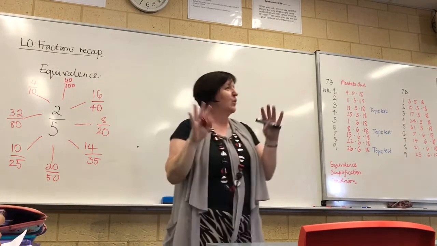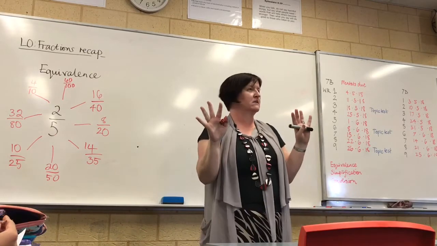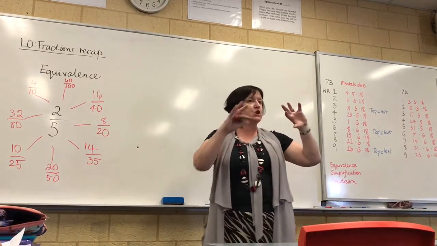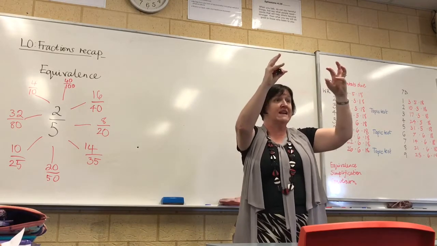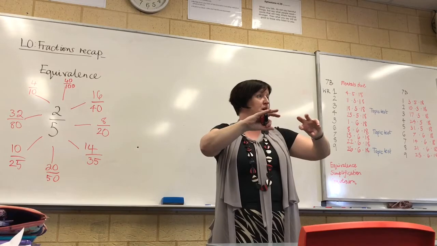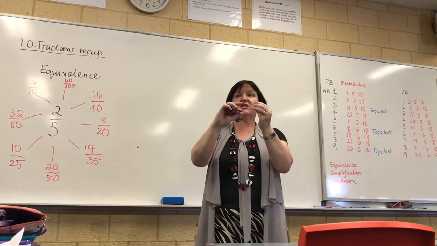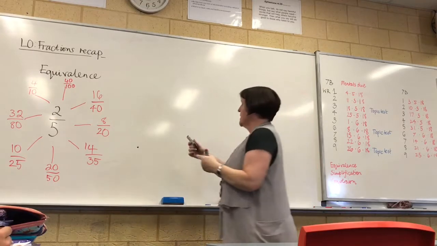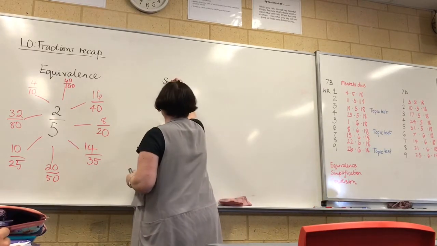So equivalence. We're all pretty good with that. Are we all okay? So it's pretty easy. What you've just got to remember to do is look at either the numerators that you've got in common or the denominators that you've got in common. Check the relationship and apply it to the missing one. Okay? Right then, simplifying.